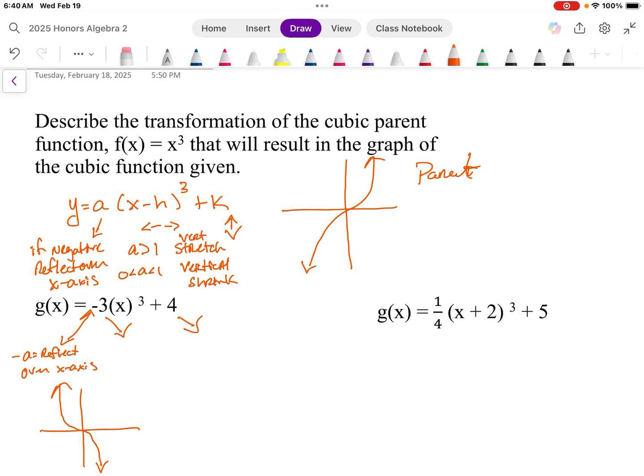All right, so now the 3 tells me I have a vertical stretch. And the 4 is at the back, so that tells me I have a vertical shift up 4.